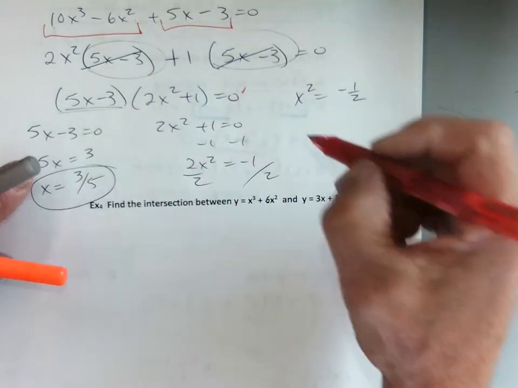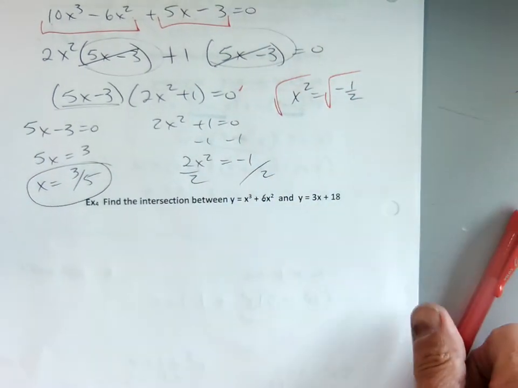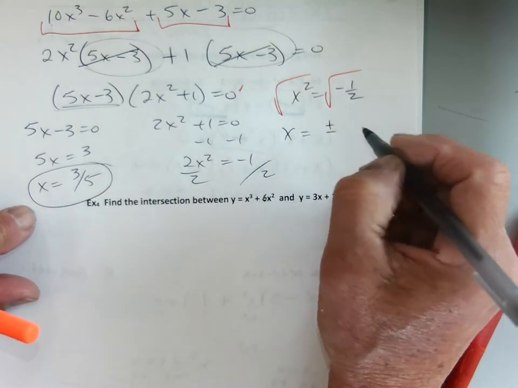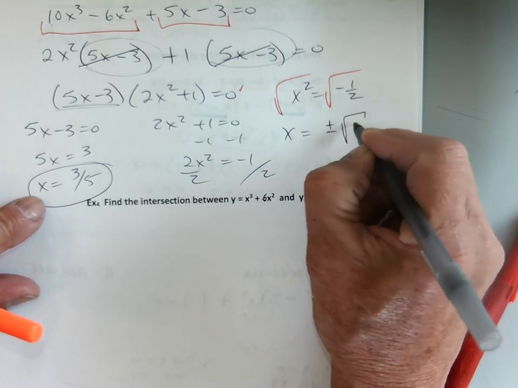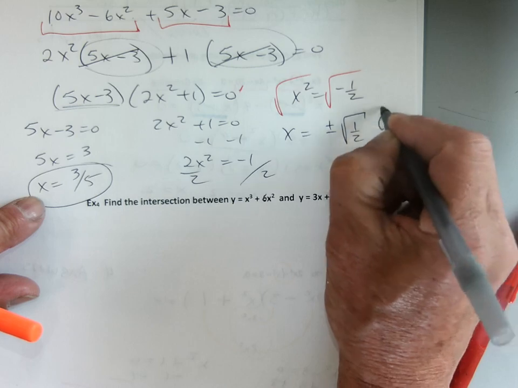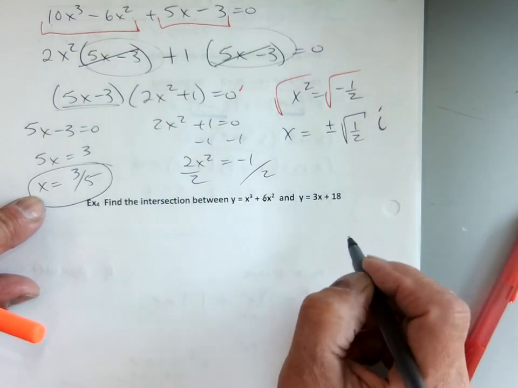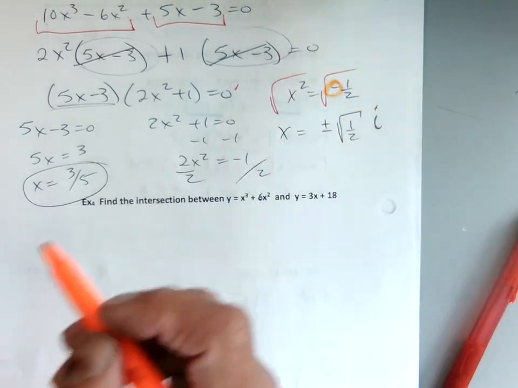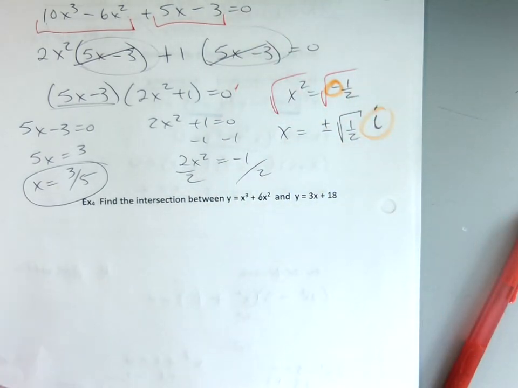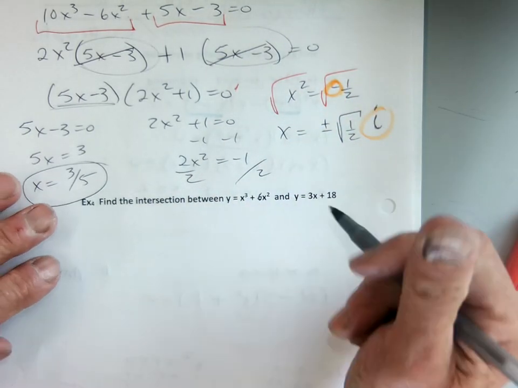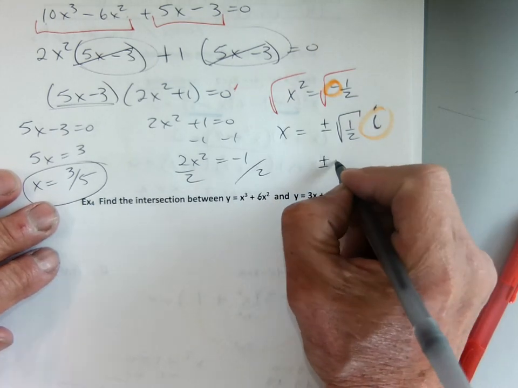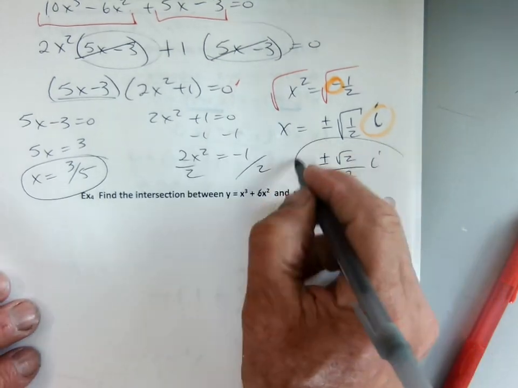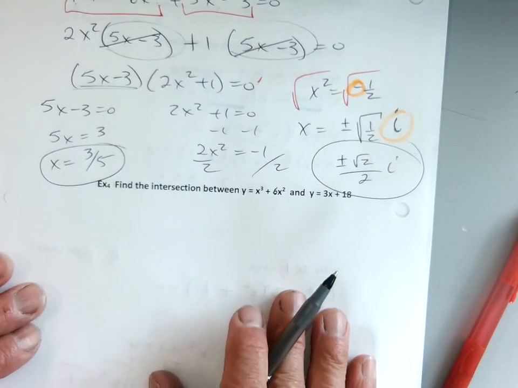Square root, how many answers? 2. So I'm going to have x equals plus or minus the square root of 1/2 i. Everybody agree with the i? Because I've got the negative here. And then that answer is okay. A better answer would be square root of 2 over 2 i, because we rationalize the denominator, okay?